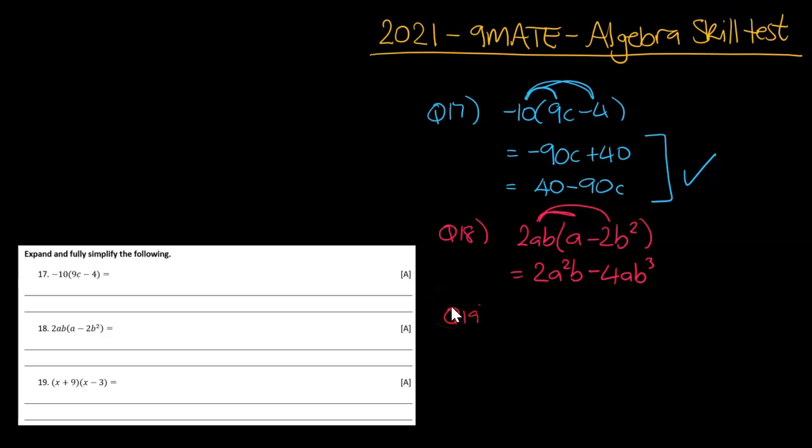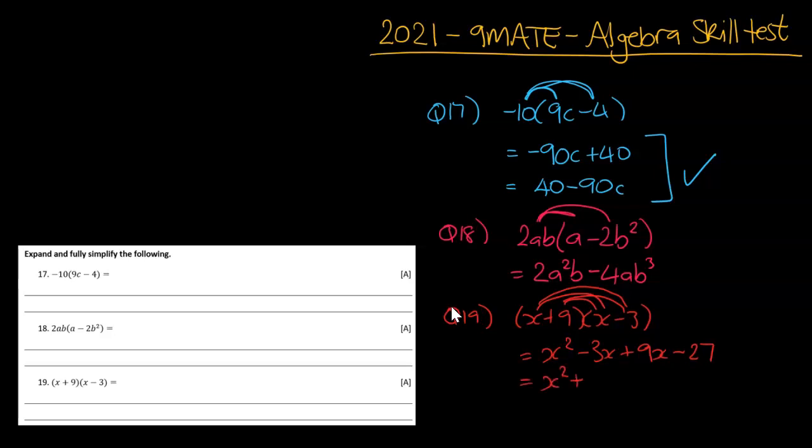Final one here, question number 19. We've got in the first bracket x plus 9 and we've got x minus 3. I'm going to start by doing x times x which is x squared. I'm then going to do x times negative 3, which is negative 3x. I've then got 9 times x, which is plus 9x. And then finally, 9 times negative 3, that's going to be negative 27. I now group the ones in the middle. Negative 3x plus 9x, that's going to be 6x. So hopefully you're getting x squared plus 6x minus 27.